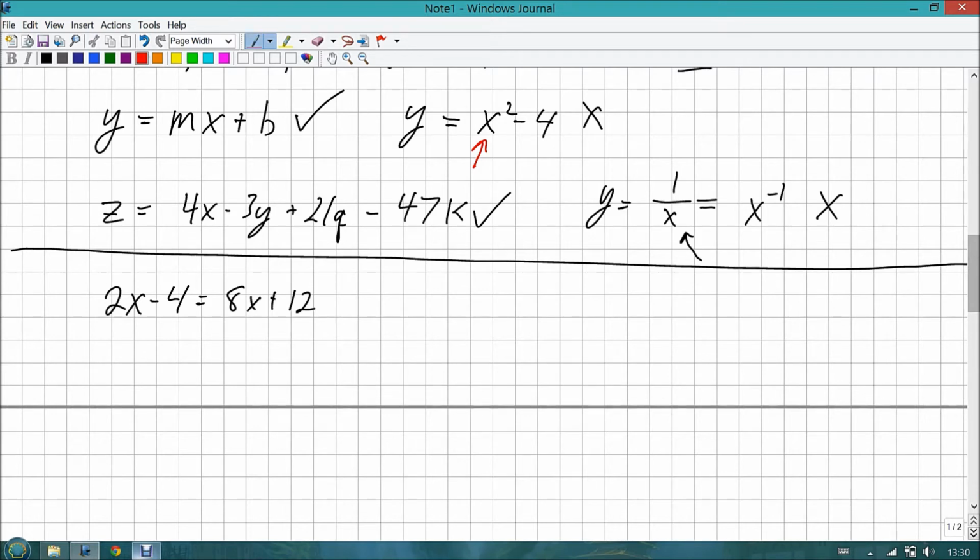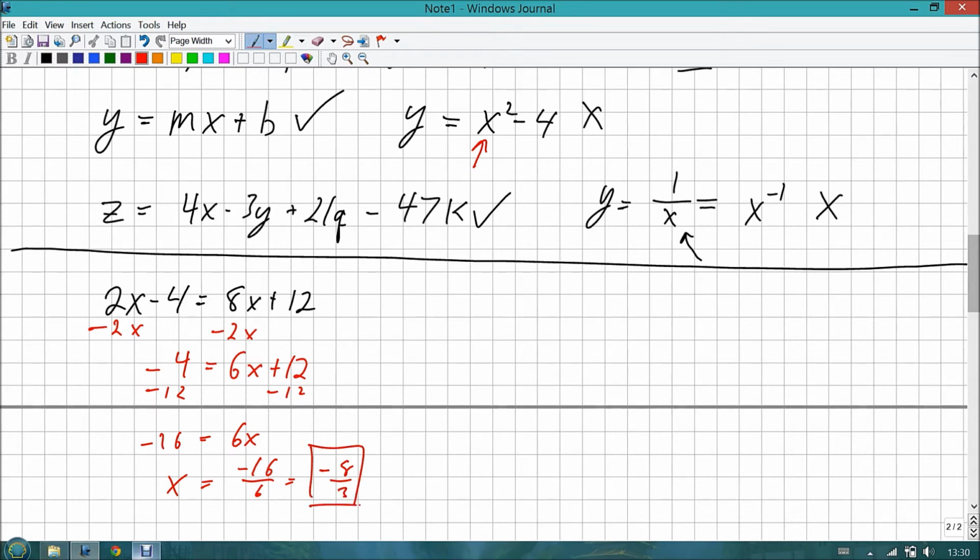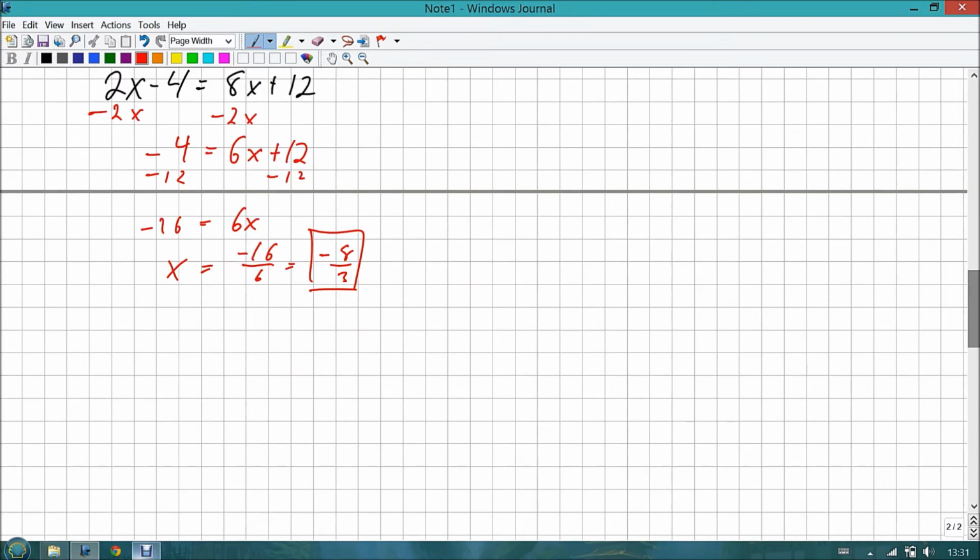Well, to solve for x, we would say, all right, well, let's get all the x's on one side. So I'd subtract 2x from both sides. That would leave me with -4 is equal to 6x plus 12. Then I'd subtract 12 from both sides. And now I get -16 is equal to 6x. Then I'd divide both sides by 6. And I would have x is equal to -16 over 6, which is -8 over 3. So -8/3 would be a solution to this particular linear equation.